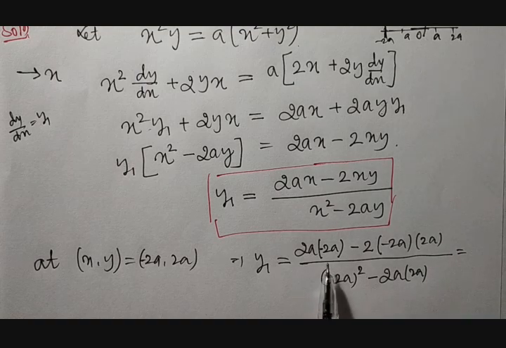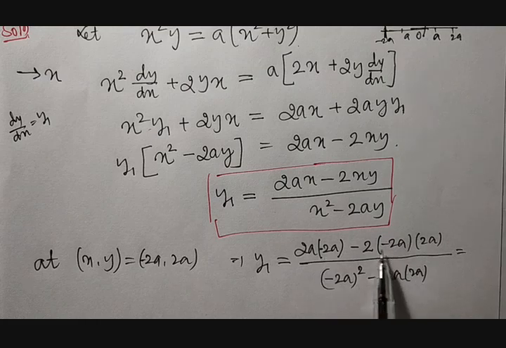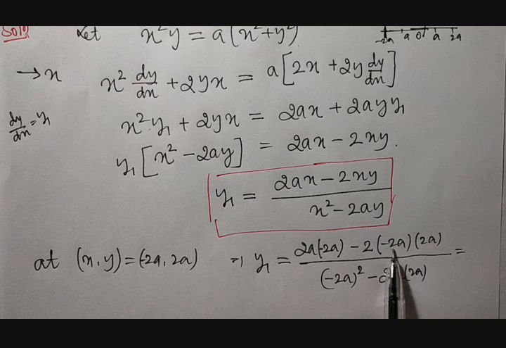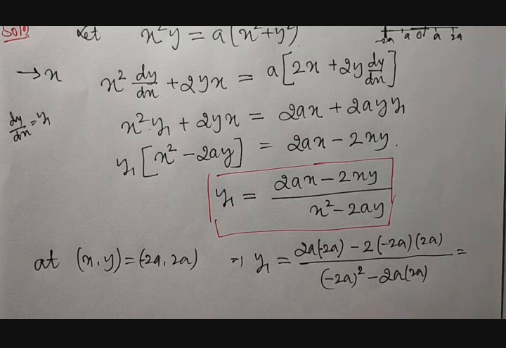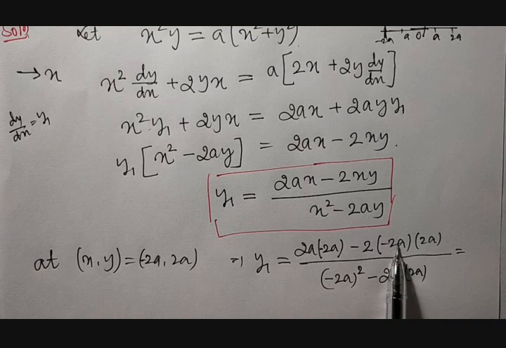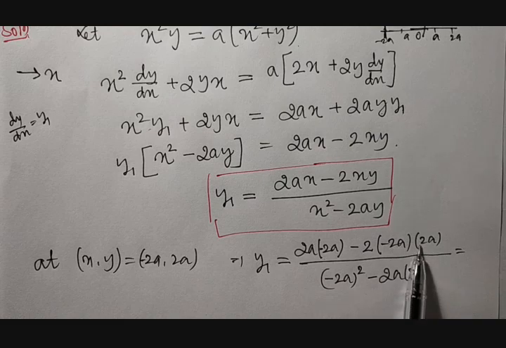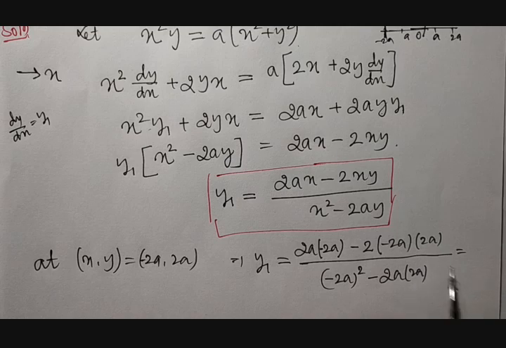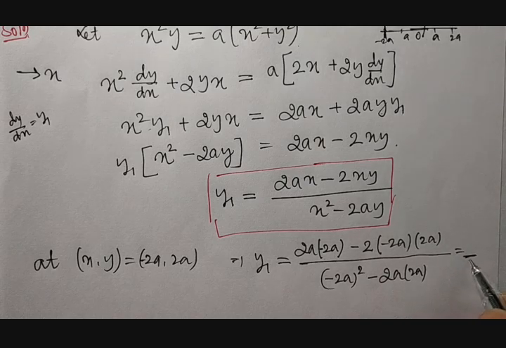Calculate this. What happens now? The numerator is 2a into 2a, 4a square, minus 4a square... and minus of minus becomes plus, so it becomes 2 into 2 into 2, 8. It becomes 8. But if you see the denominator, it is 0. When the denominator is 0, this automatically leads to infinity.